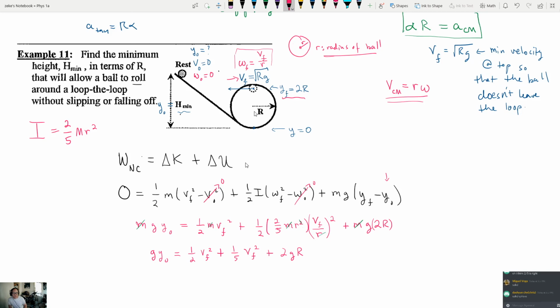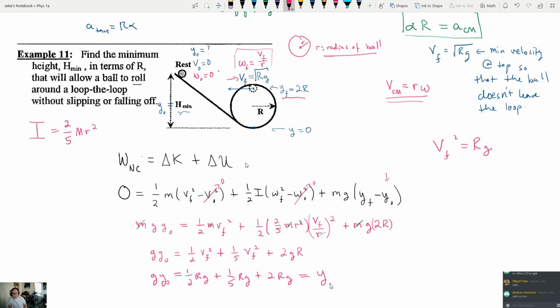So that has to be, tracking that back to the question, we wanted to find the minimum height in terms of R that will allow the ball to do all this stuff. Since it's minimum height, we correspond that to the minimum speed you need at the top. So everywhere there's a VF now, we can replace it with square root of R times G. So VF squared then is obviously equal to just R times G. So everywhere we see VF squared, we're going to put RG. So we have 1/2 RG plus 1/5 RG plus 2 RG. And all of that's equal to G times Y initial.